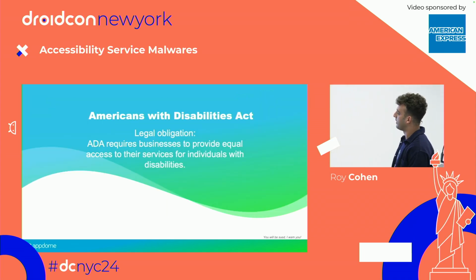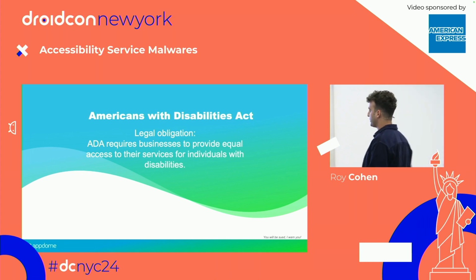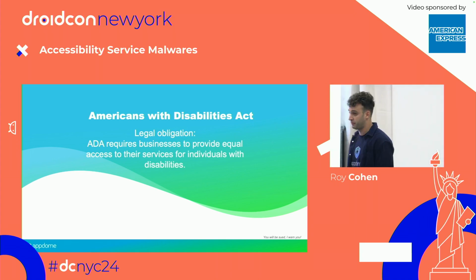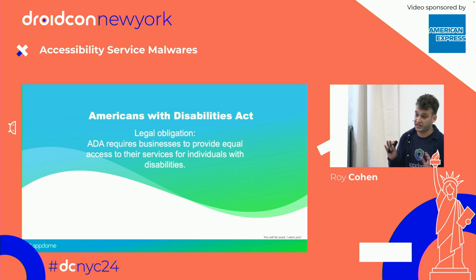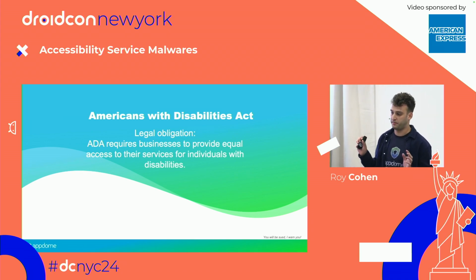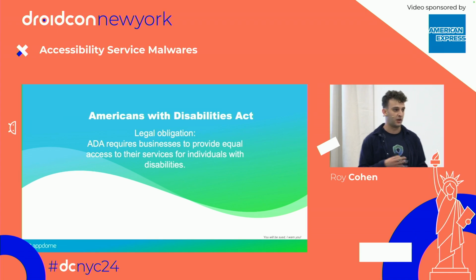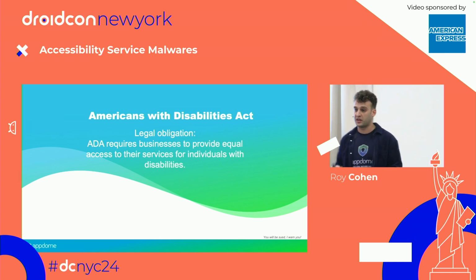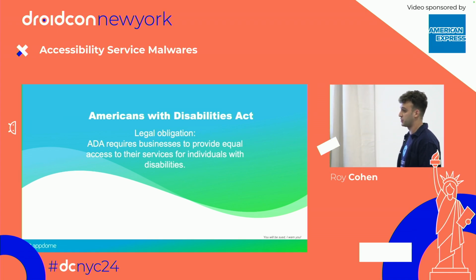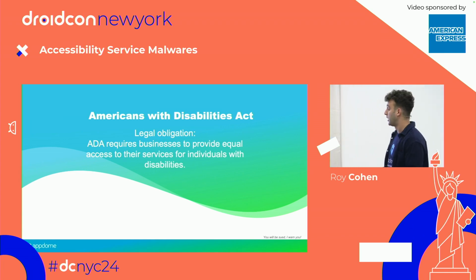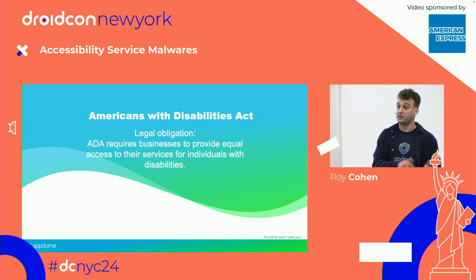So now let's speak about some legal obligations. We're going to talk about the Americans with Disabilities Act. That's basically an organization that is going after institutions that develop applications, in order to make sure that people with disabilities, such as blind people, are capable of using the same goods as people without disabilities.